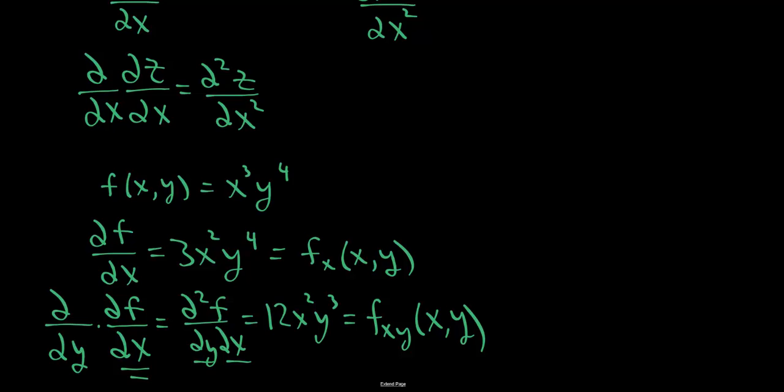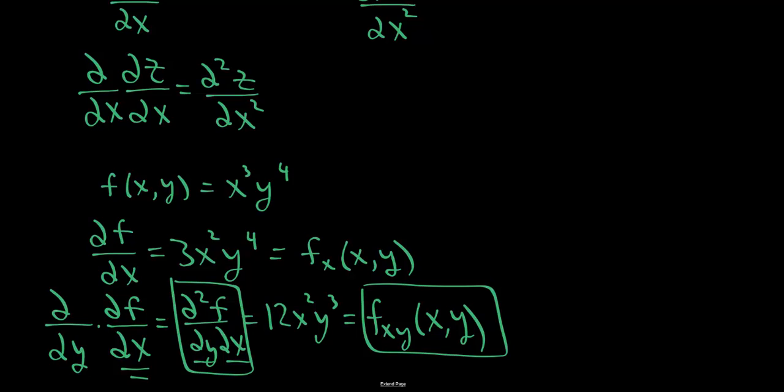Okay. So notice that this and this are telling us the same thing. With this, it's a little more intuitive. You differentiate with respect to x first and then with respect to y. Here you're kind of going backwards. But that's how we read that notation.